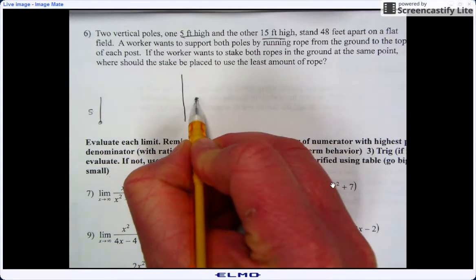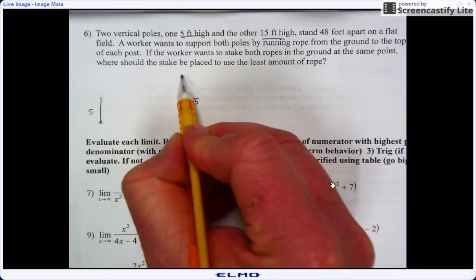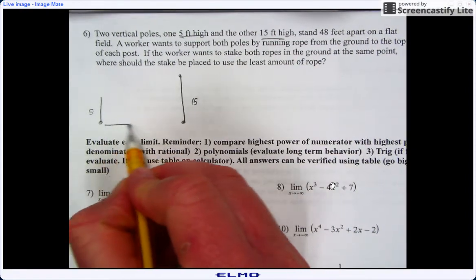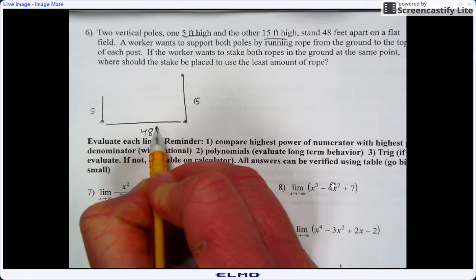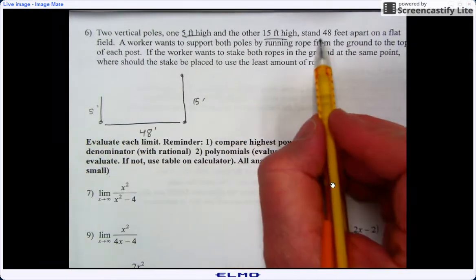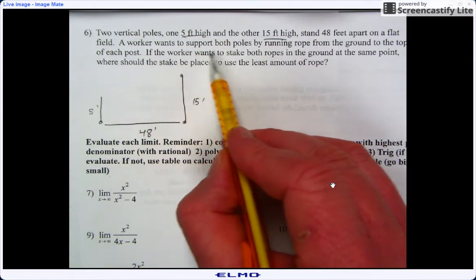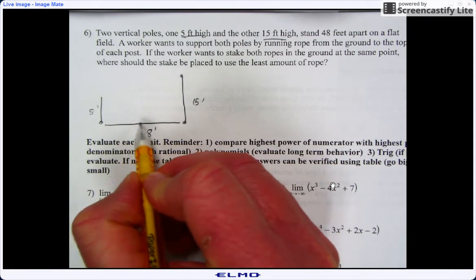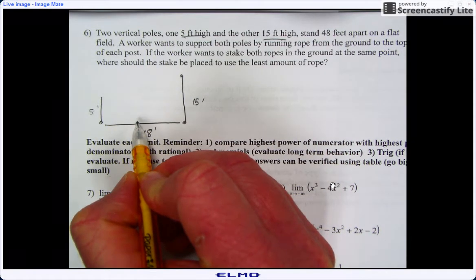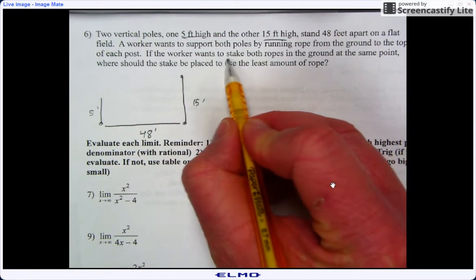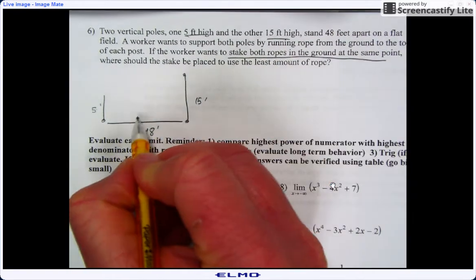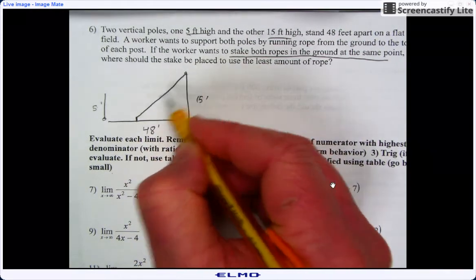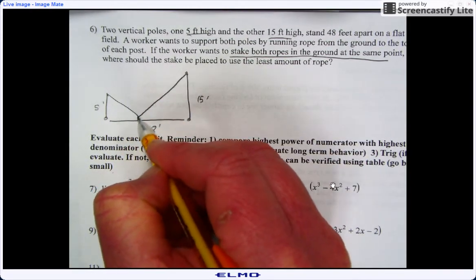5, 15. And a worker wants to support both poles by running a rope from the, they're 48 feet apart. I missed that, sorry. And they want to run a support from the ground to the top of each post. So there's going to be a support post in here, and they're being staked. We're going to stake both ropes at the same point. So there's a stake somewhere right here, and there'll be a support up to the pole and up to this pole. Okay, so that stake will be on the ground.